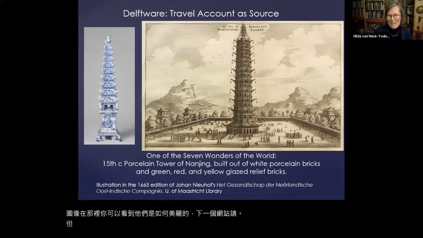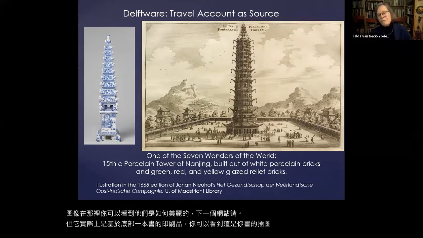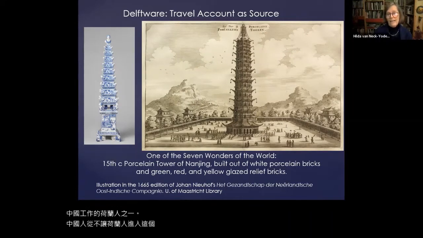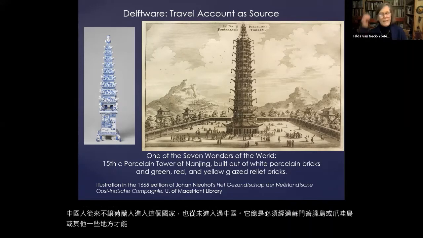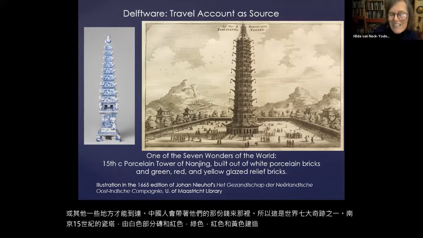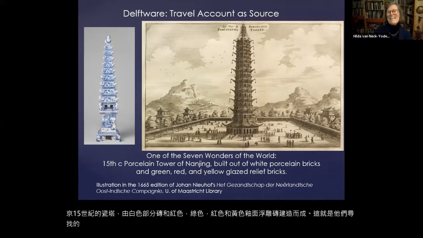But it was really based on a print from a book. On the bottom, you can see an illustration of Johan Nieuhof. He is one of the very few Dutch people who actually went to China. The Chinese never let a Dutch person into the country. Holland never had access to China. It always had to go through Sumatra or Java or some other place, where the Chinese would come with their porcelain. So this is one of the seven wonders of the world, the 15th century porcelain tower of Nanjing, built out of white porcelain bricks and green, red, and yellow glazed relief bricks. So that was the inspiration. They looked at this book and that was what the inspiration was. Next, please.